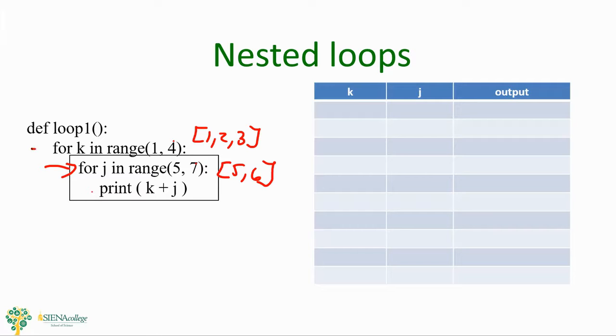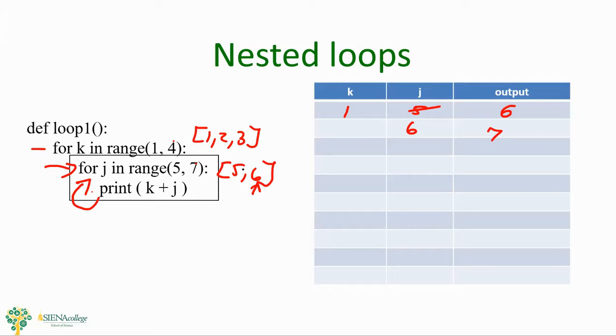So the outer loop, we hit the for k in range, and k is going to take a value of 1. We get to the inner loop, j. J will start with the number 5. We get to the print statement. 5 and 1 is 6, so we'll print out a 6. We go back and we do j a second time. We're going to have to do it for the 6. So k stays as 1, but j changes to 6. 6 and 1 is 7, so we'll print 7.